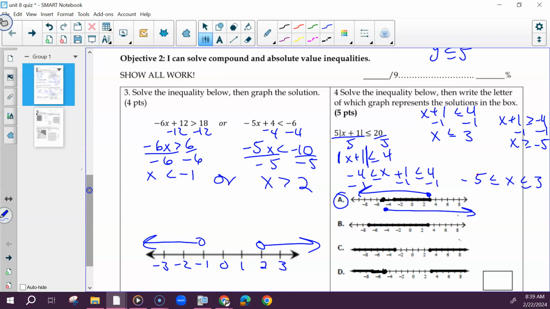And then the 5 points were: did you isolate the absolute value correctly? Either set up your two cases or set up your combined case. Solve it. Get your condensed answer. So even if you separated the two cases, your final answer needs to be condensed. And then did you graph it correctly? Do you have any questions on that?